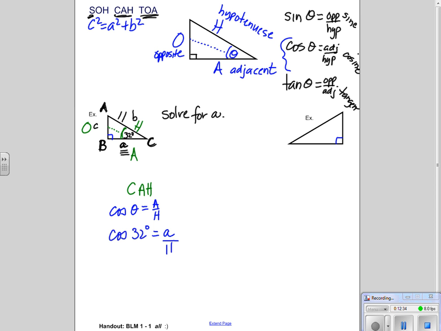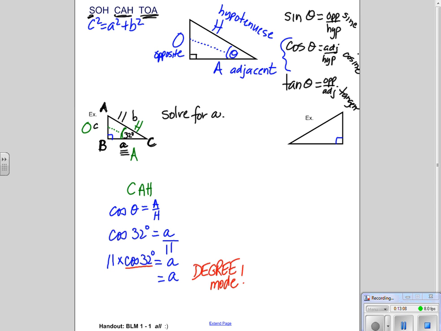I need to get rid of divide by 11. So I'm going to multiply both sides by 11 before I touch my calculator. 11 times cos 32. Be careful when you use your calculator. Every calculator is different, but you need to make sure that they are in degree mode. And whether you type in cos 32 just like you read it, or you do 32 and then cos it, will depend on the manufacturer of your calculator.